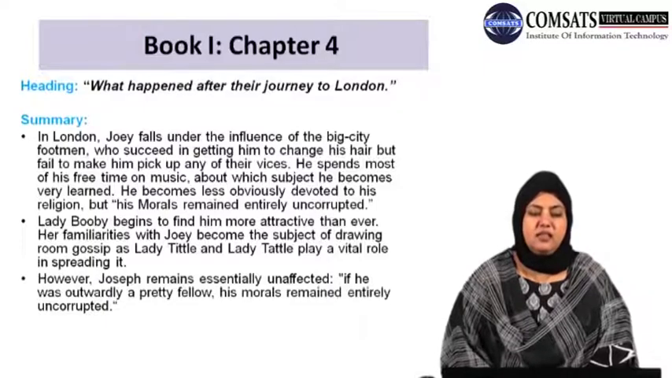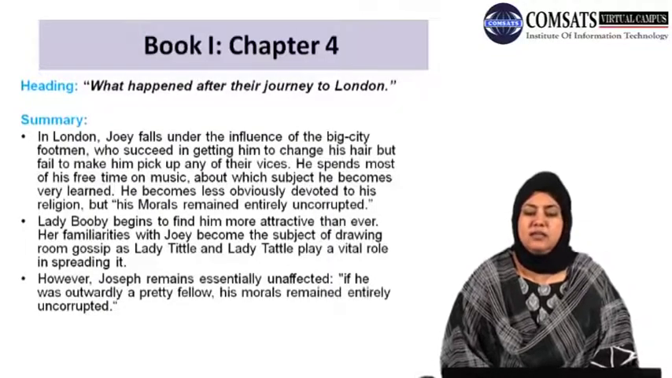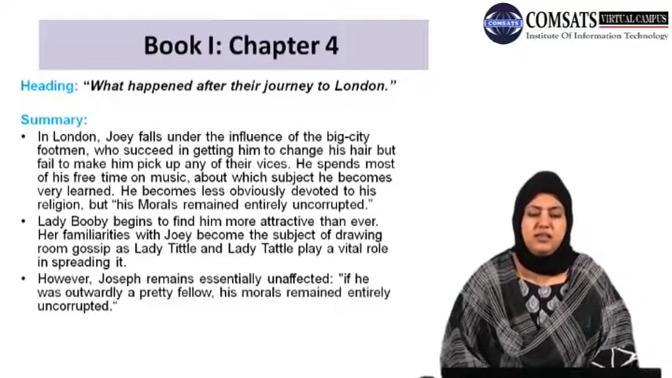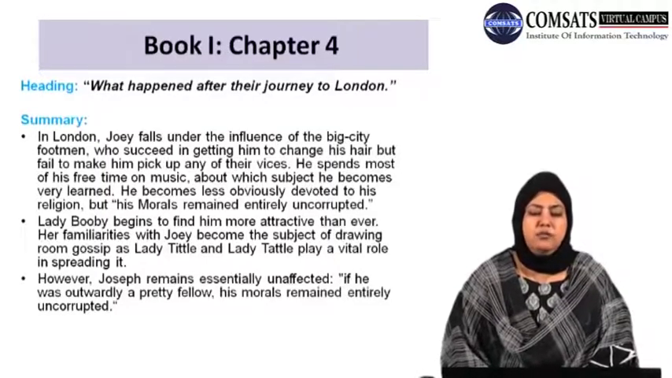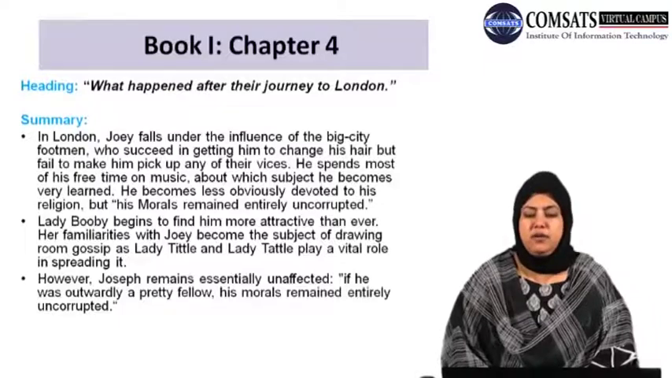Chapter 4 tells us that in London, Joey falls under the influence of the big city footmen who succeed in getting him to change his haircut, but fail to make him pick up any of the other vices. He spends most of his free time on music, about which subject he becomes very learned. He becomes less obviously devoted to his religion, but his morals remained entirely uncorrupted.